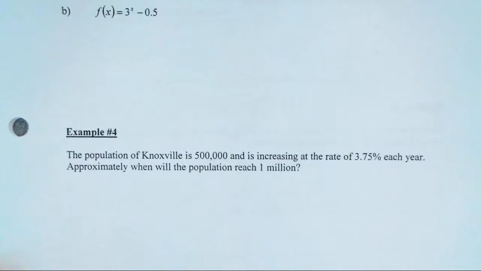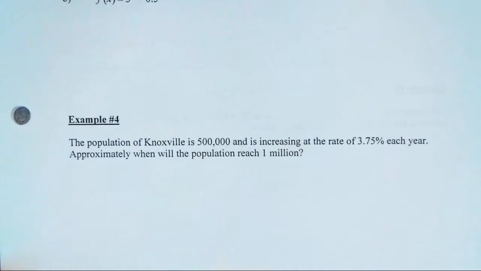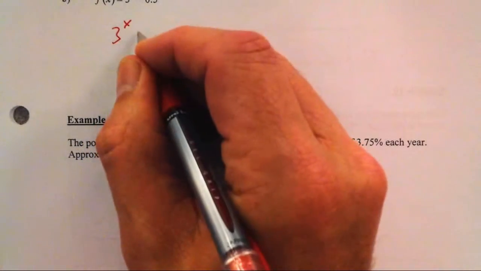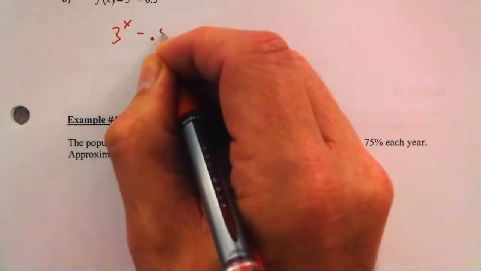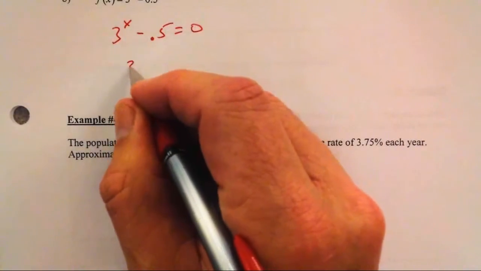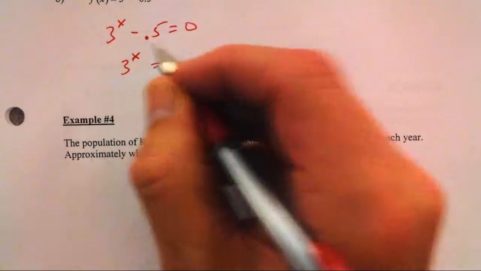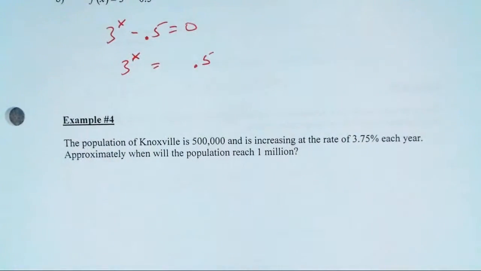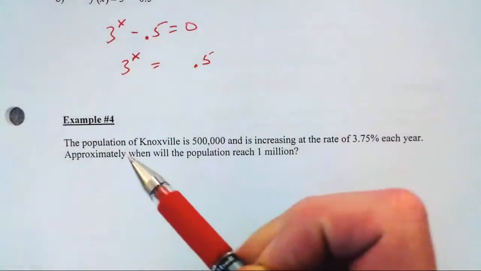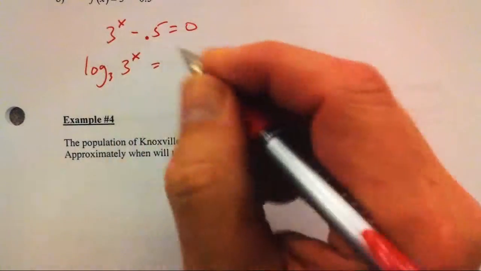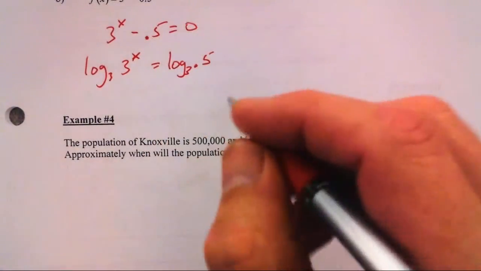Okay. B, same problem. 3 to the x minus 0.5 equals 0. 3 to the x equals 0.5. Tell me what we know about x right now. What kind of number is x? It's a negative number, isn't it? Yeah, this has to become like 1 on 3 to the something. So same deal here. If I go log base 3 of that and log base 3, we got it.